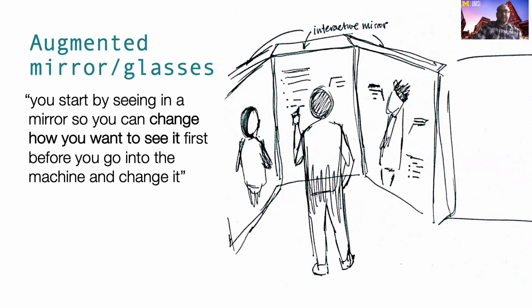Participants suggested things like augmented glasses and mirror technologies that allow a person to view themselves as they envision their gender and to see how potential body changes would look before actually going through with the procedures. One participant said, you start by seeing in a mirror so you can change how you want to see it first before you go into the machine and change it.